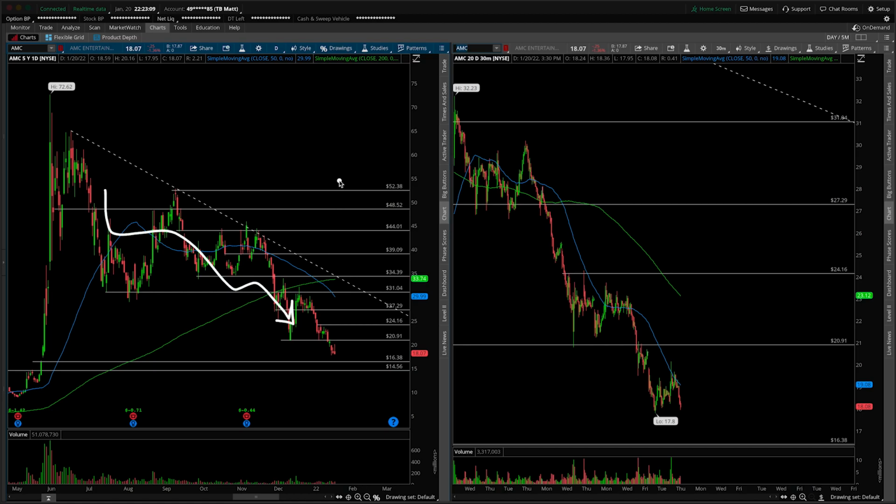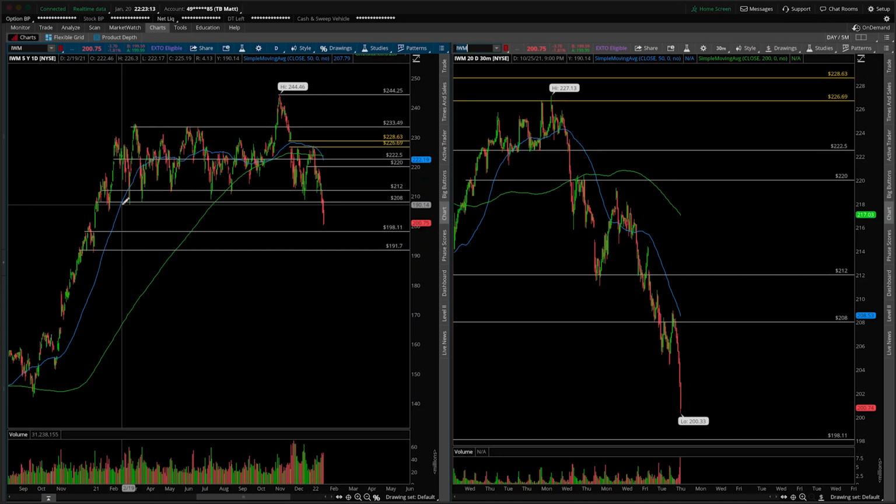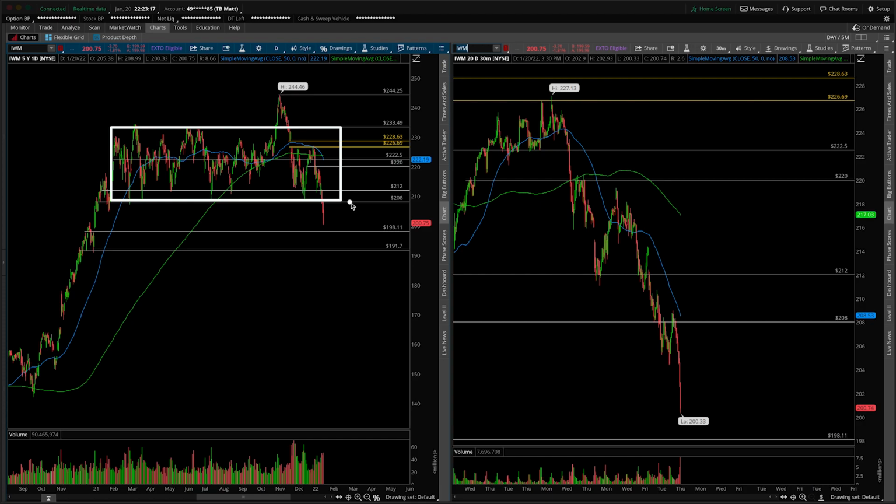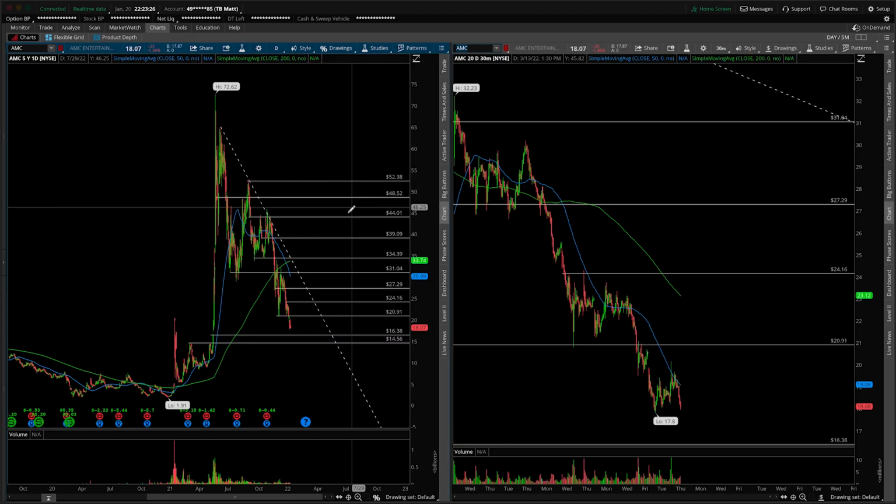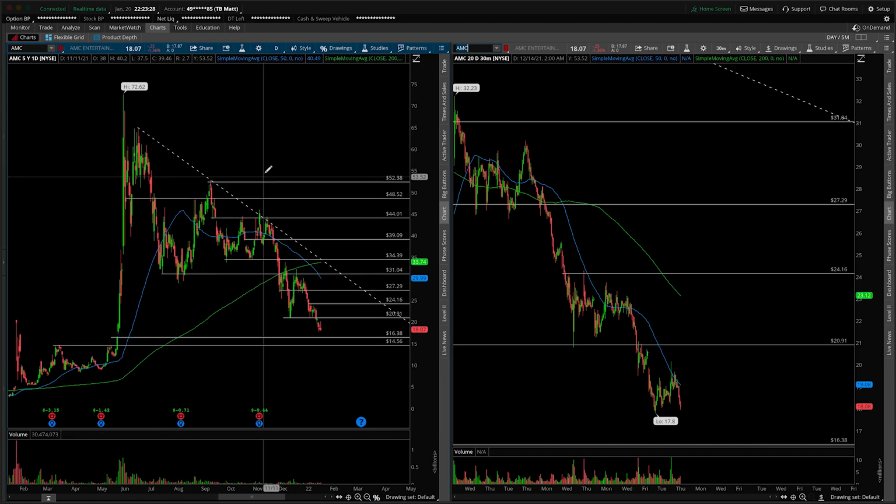A big red flag for AMC is the fact that IWM, the Russell 2000, has been aggressively breaking down outside of this balance area the past 2 days. And AMC being a part of that, obviously that's not going to be helpful for AMC rotating to the upside. So with that out of the way, back on over to the AMC chart.